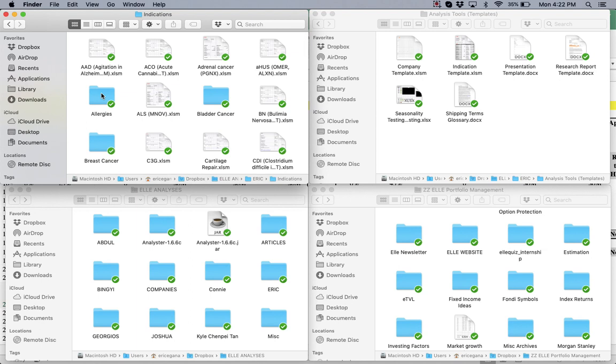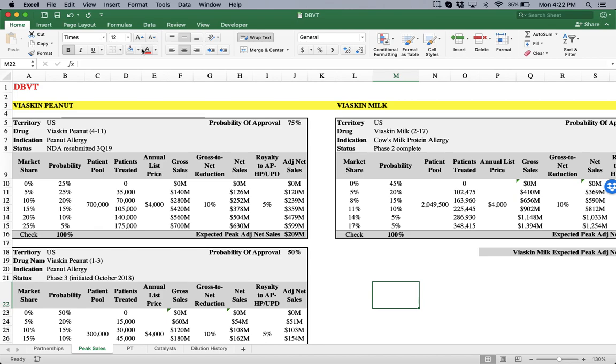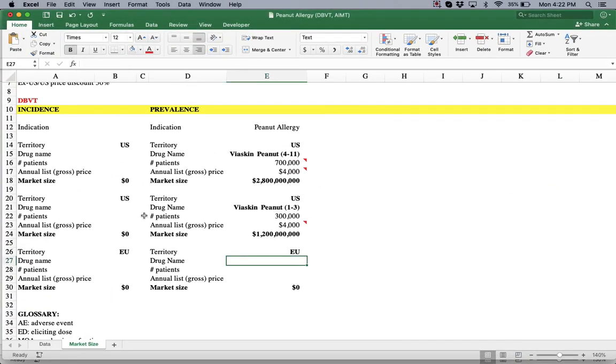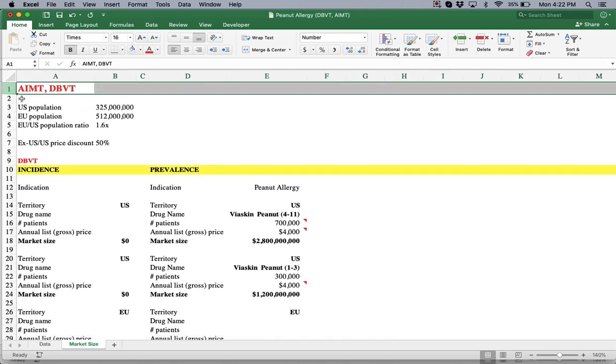So let's look at a company called DBVT, which is researching a treatment for peanut allergy. So we'll go into our allergies folder. And here's the peanut allergy file. And so just to kind of keep track of the different companies in this area, so AIMT and DBVT are both researching peanut allergy.